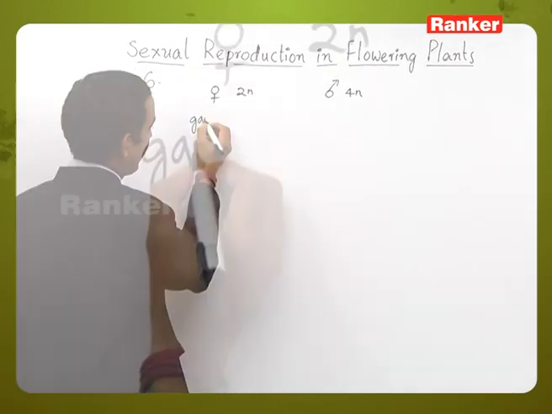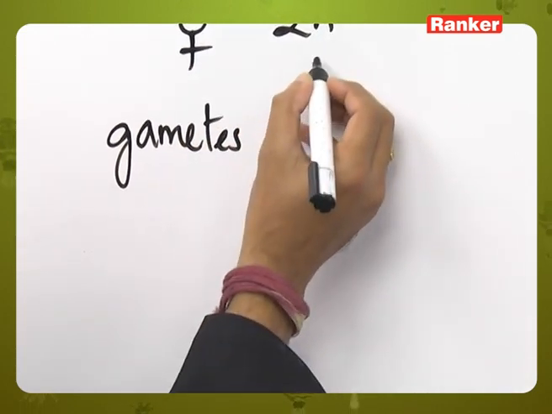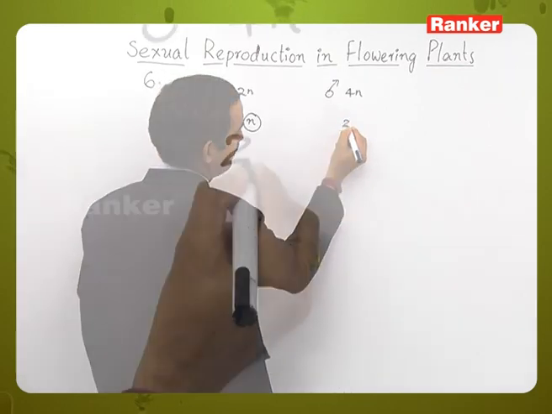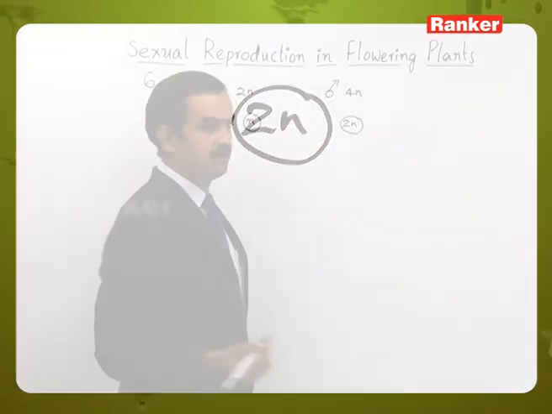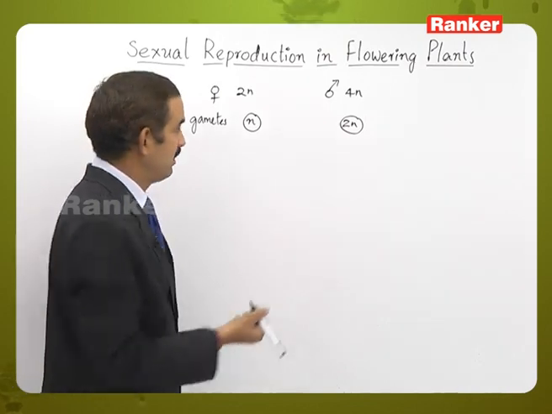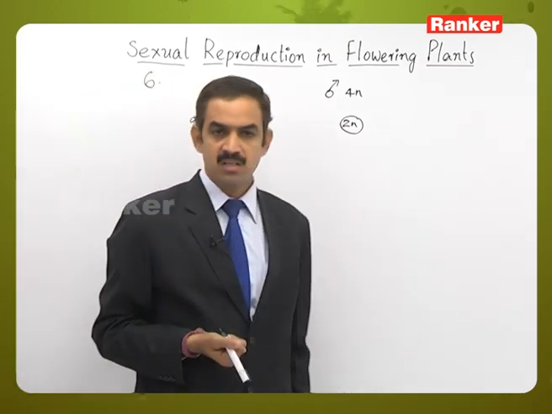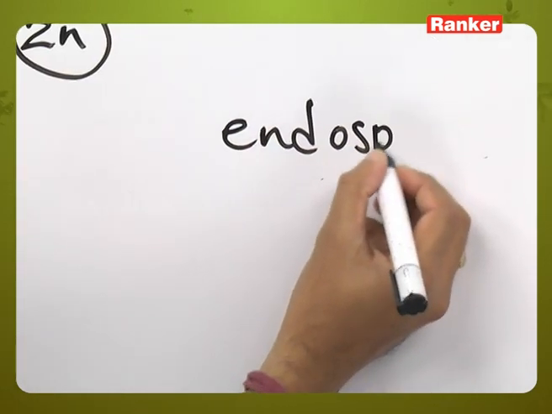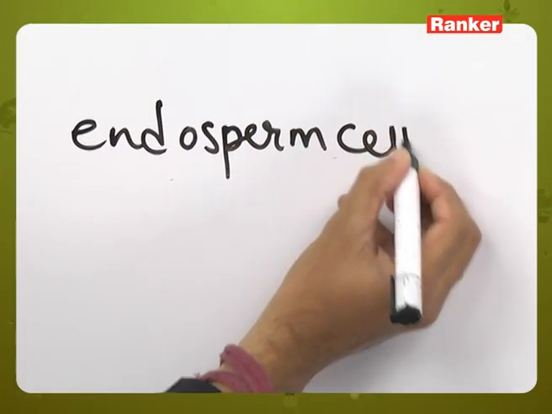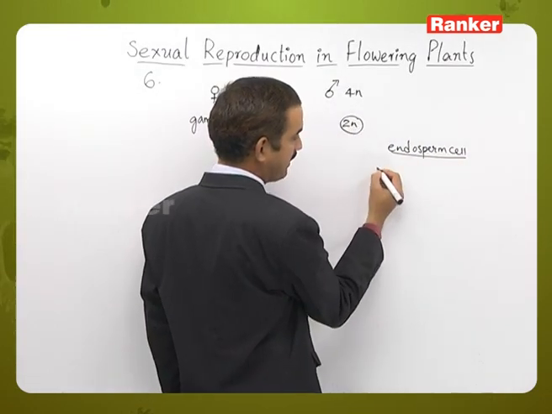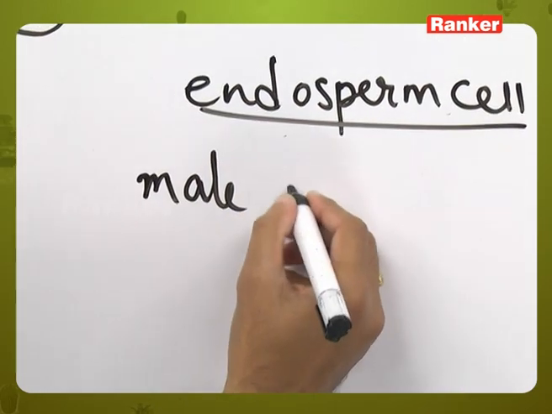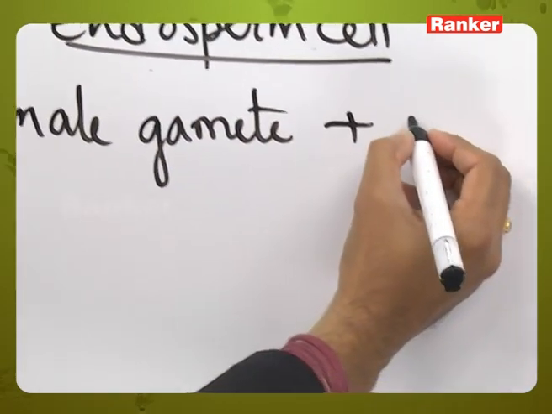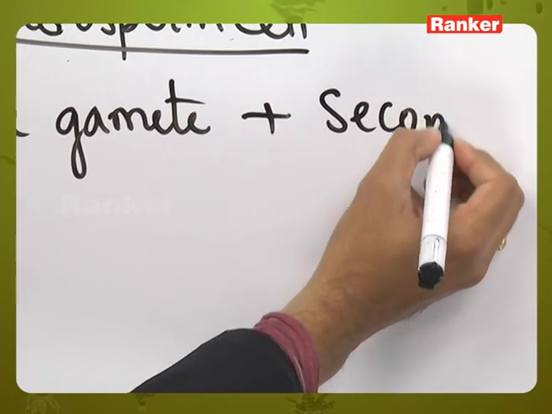When they form the gametes, the gamete will be in haploid condition. Here the male gamete will be in diploid condition. So here the question is related to the endosperm. Endosperm is formed by the fusion of the male gamete with that of the secondary nucleus.